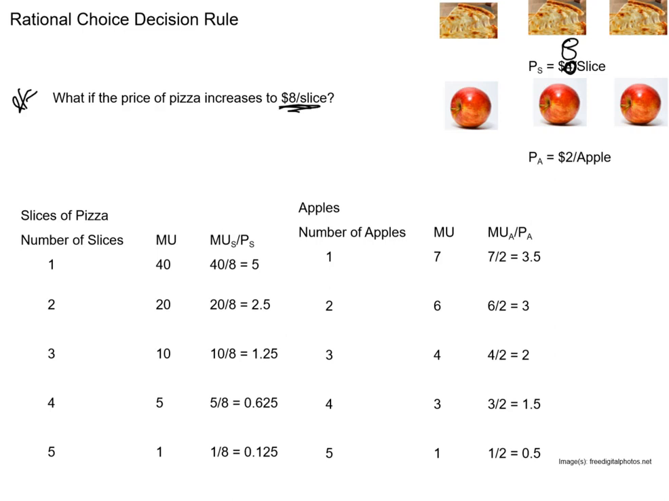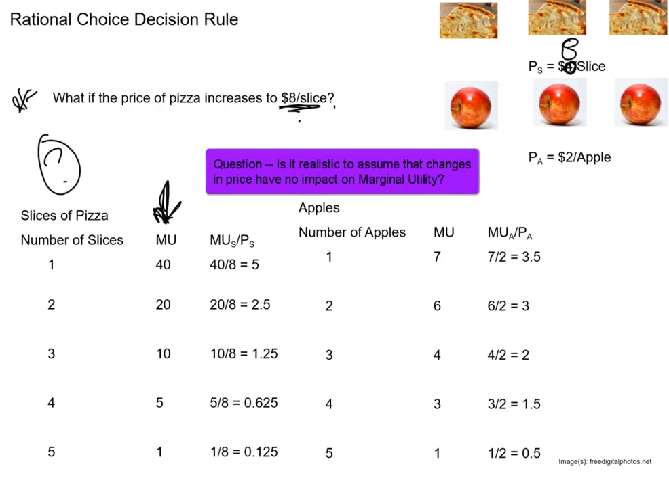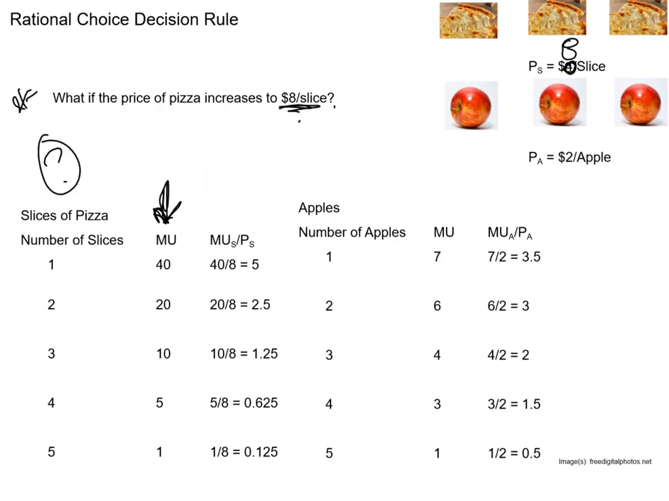Notice what changes in this model and what doesn't. Notice when the price of pizza goes up, what happens to the marginal utility of pizza? Think about whether or not that's a realistic assumption, to have the price change have no impact on marginal utility. However, the calculation in this next column, marginal utility per dollar spent, is going to change. The denominator is the price, and if the price doubles from 4 to 8, what's going to happen to the bang for the buck? It got a lot smaller.